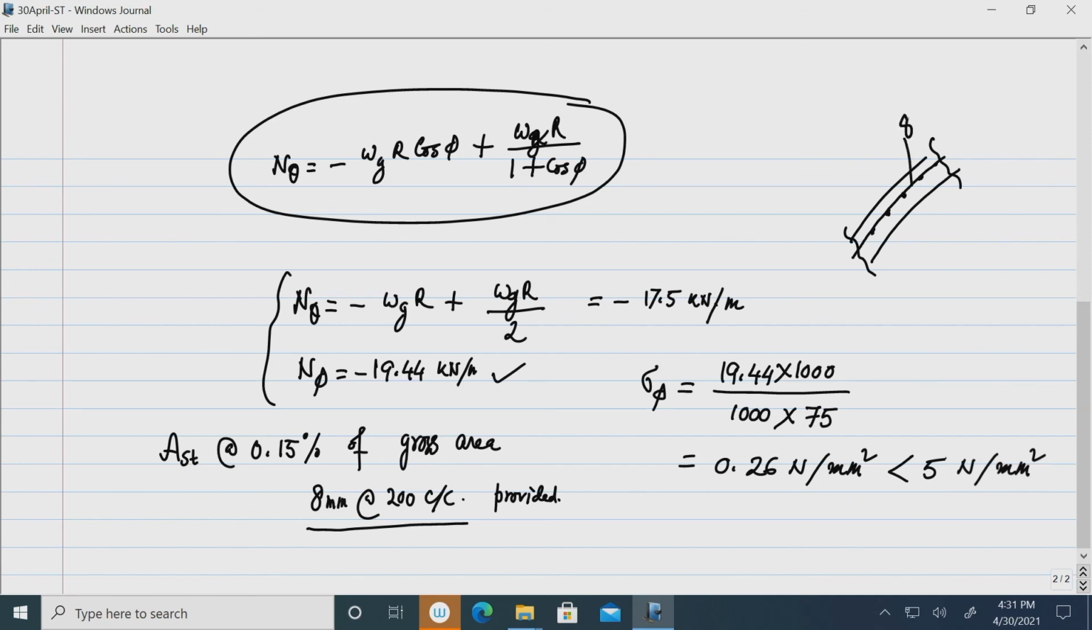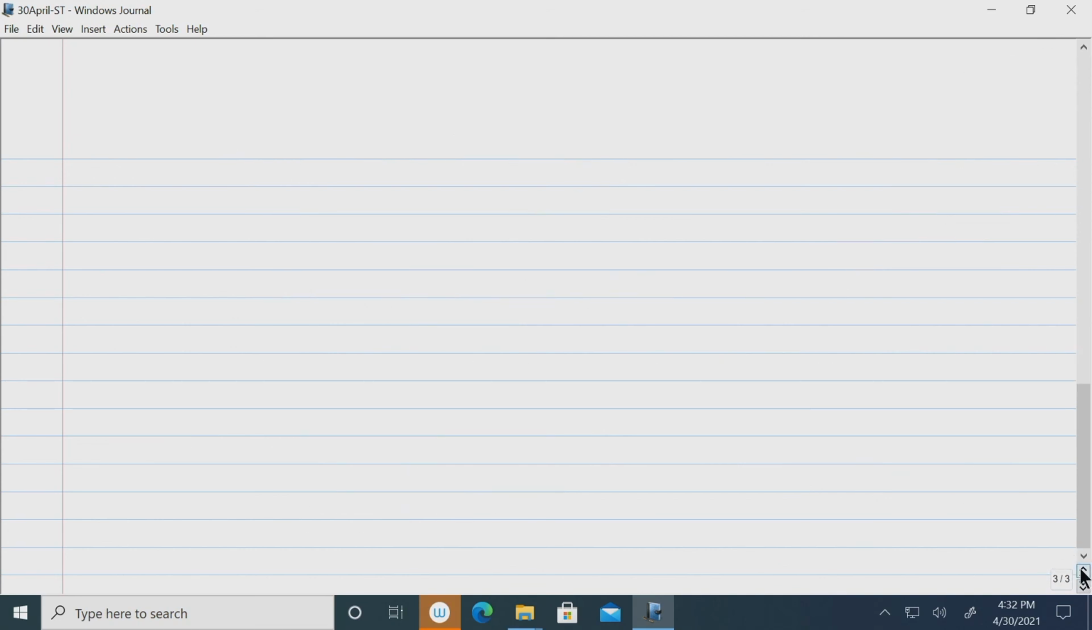So, this is 8 mm phi at the rate of 200 center to center, and the same reinforcement distribution steel is provided, and the thickness of the shell is 75 mm. However, this thickness may need to be increased at the edges, because there the membrane stress is not so much applicable. So, let us see the condition of the edge beam.